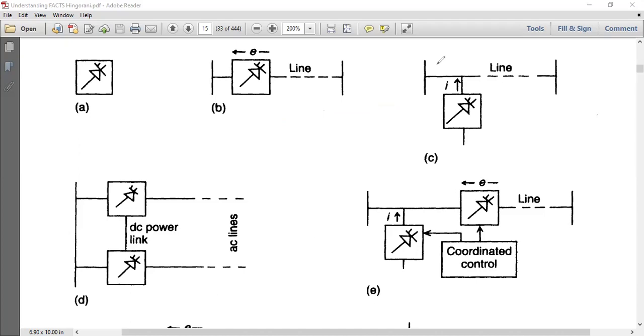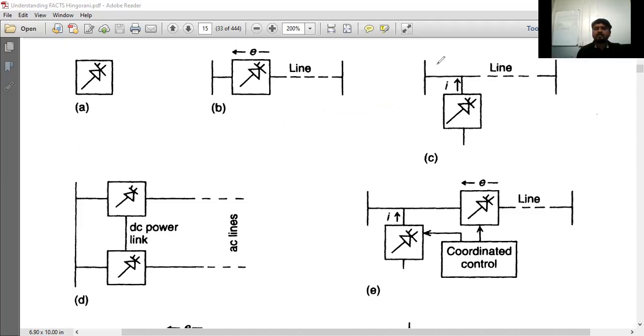FACTS has some advantages, that is power flow control. It can optimize power quality, and we can increase the power transfer capability. Okay, stability improvement. So many advantages and disadvantages also there. The disadvantage is that the cost is very high. Okay, so you only write that, study of different FACTS controller types. These all four types you write down. Okay, we'll stop here only.